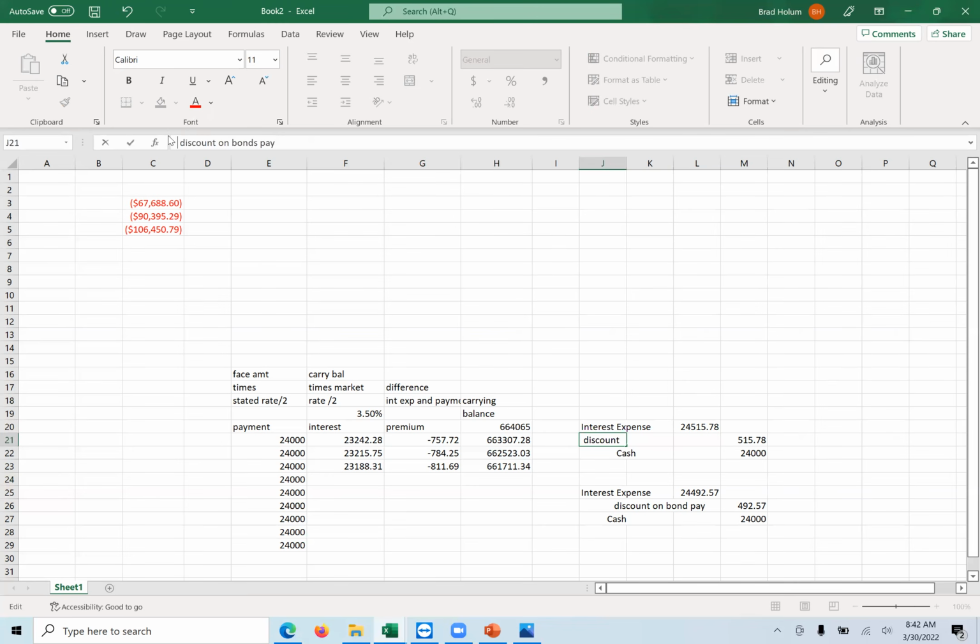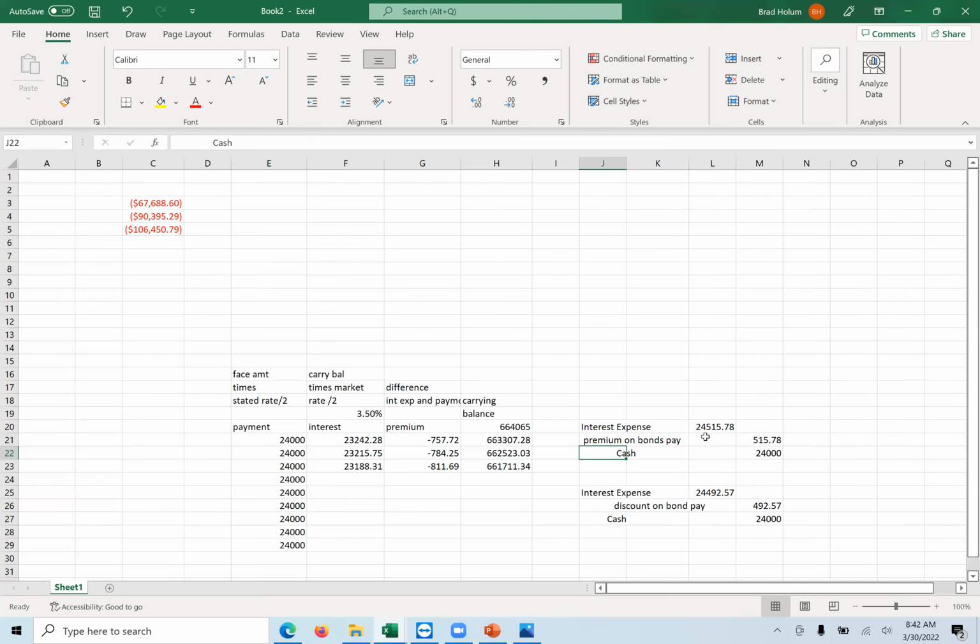So on this scenario, we've got premiums on the bond payable. In this scenario, the interest expense is 23,242. The premium on the bond payable that we will debit is 757.72, and the cash is 24,000.